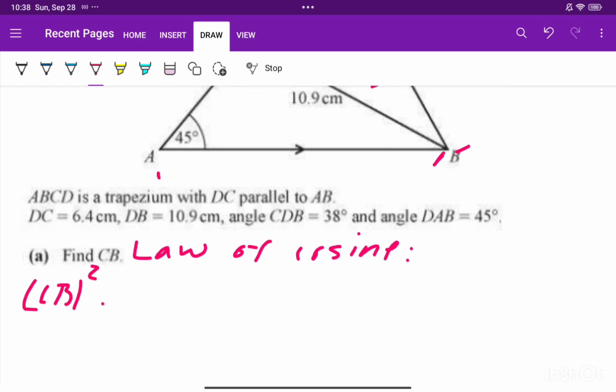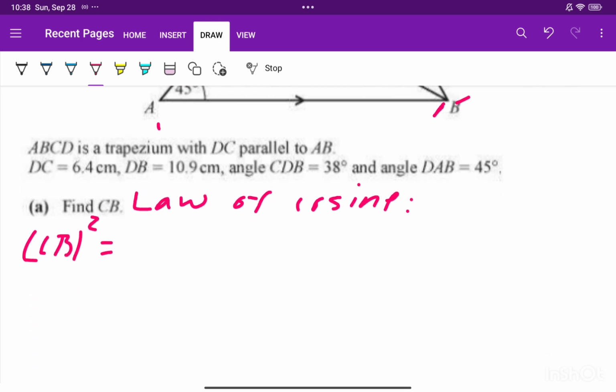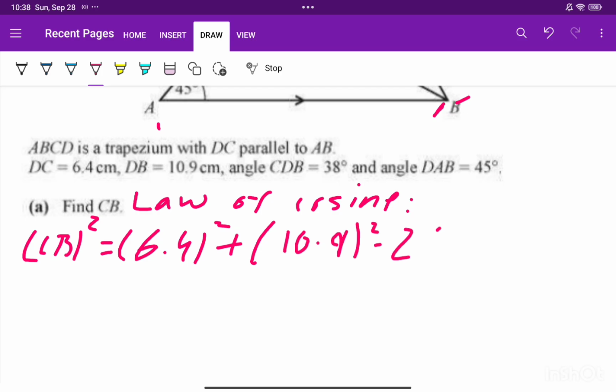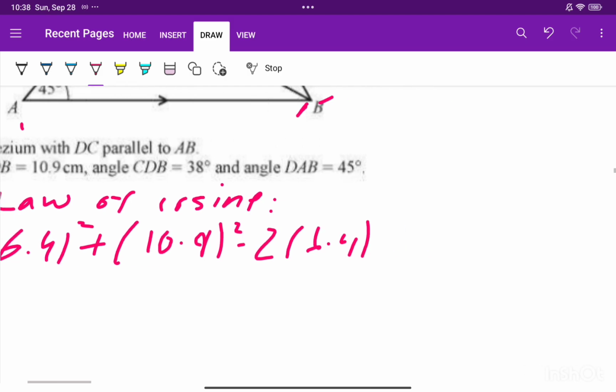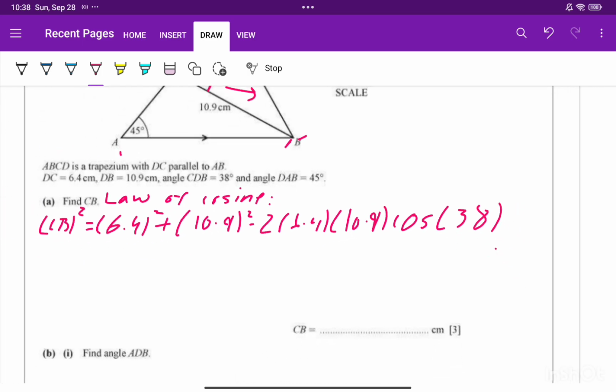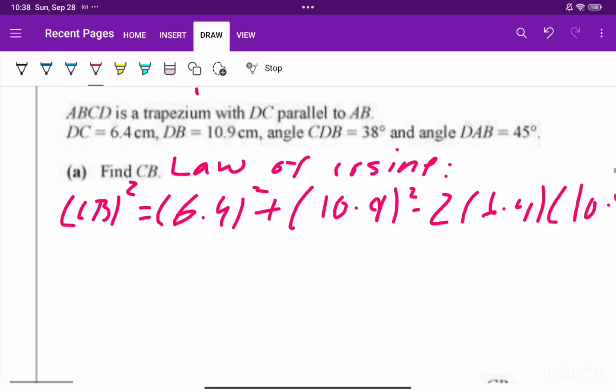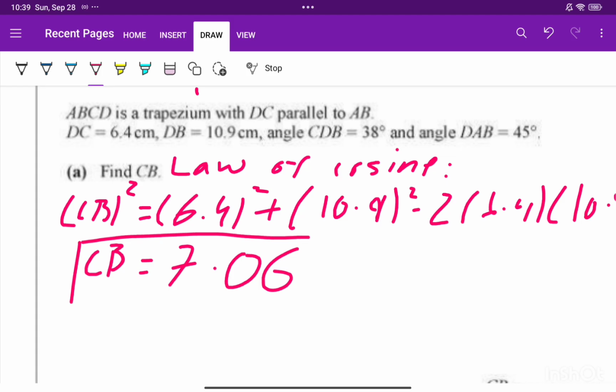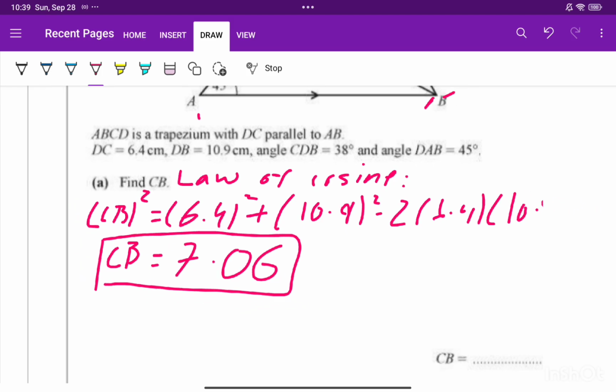In the law of cosine, CB squared equals 6.4 squared plus 10.9 squared minus 2 times 6.4 times 10.9 times cos 38. I will directly solve this in the calculator, and my answer will be CB equals 7.06. This is our answer for CB.